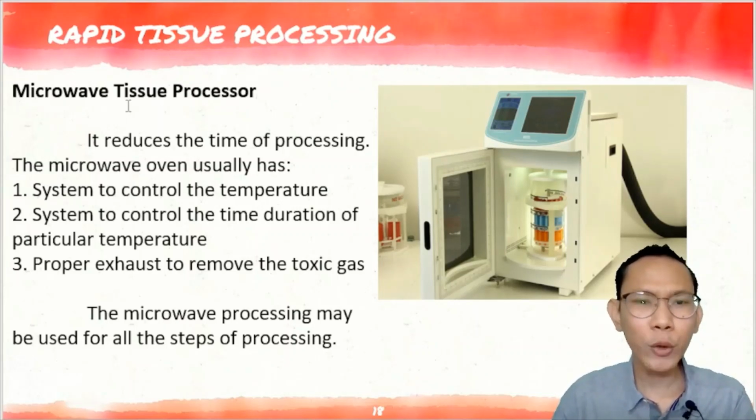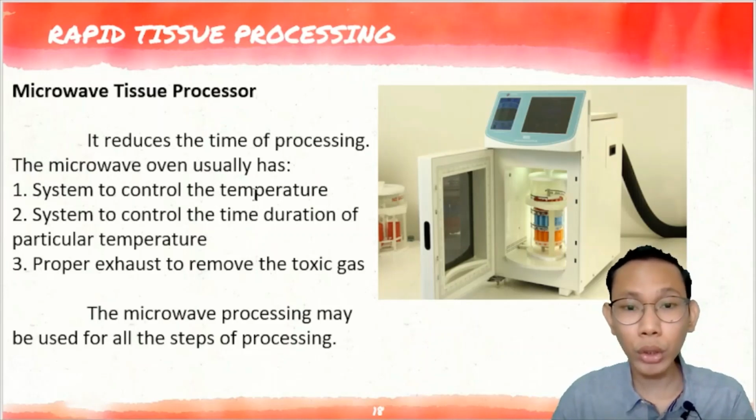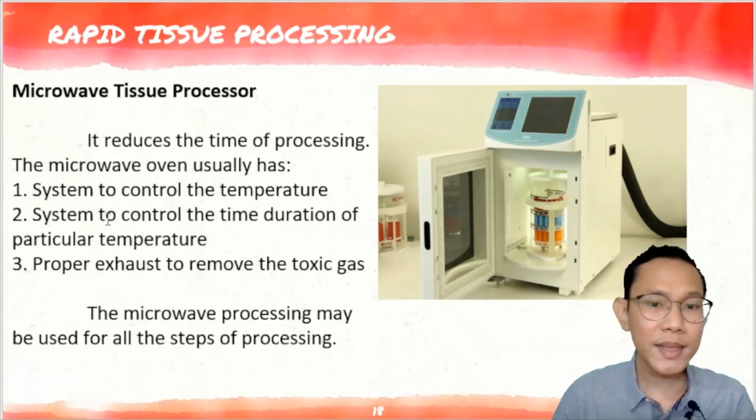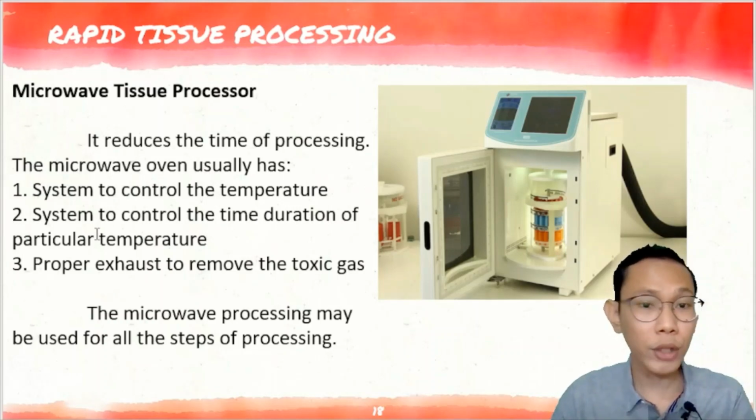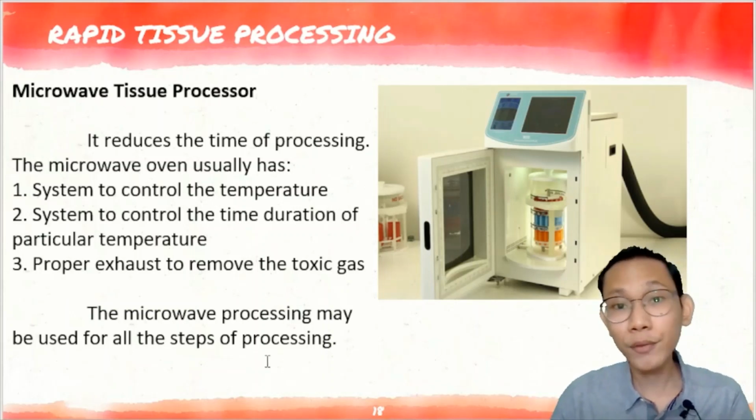Kasi sa microwave tissue processor, it reduces the time of processing. The microwave oven usually meron tayong system to control the temperature, meron tayong system to control the time duration of your particular temperature, and a proper exhaust to remove the toxic gas. The microwave processing may be used for all steps of your processing.